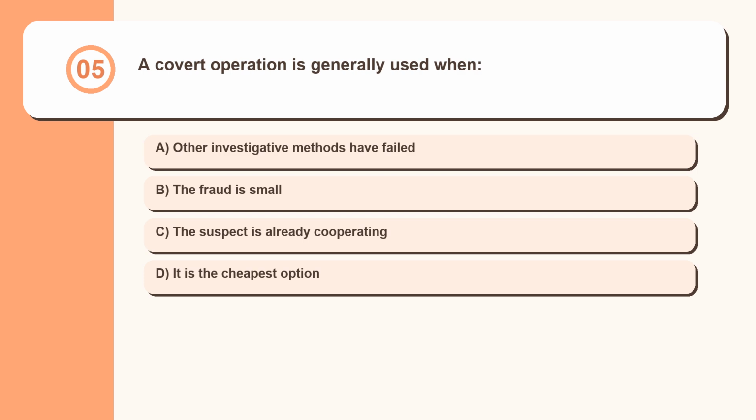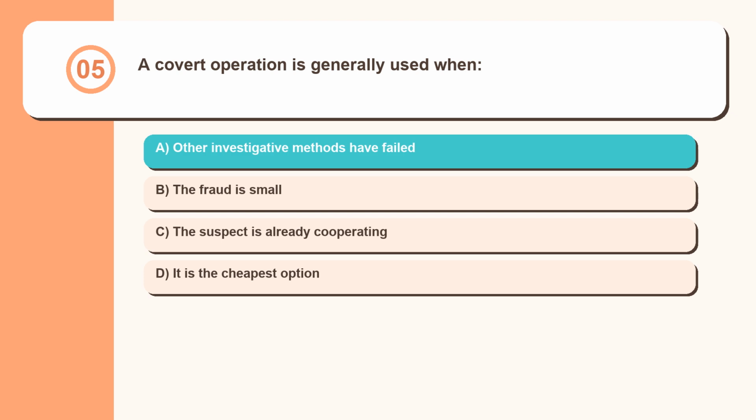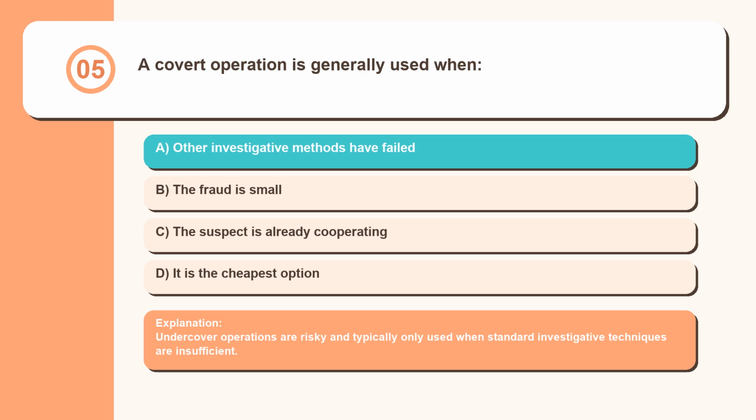Question 5. A covert operation is generally used when other investigative methods have failed. The fraud is small. The suspect is already cooperating. It is the cheapest option. Undercover operations are risky and typically only used when standard investigative techniques are insufficient.